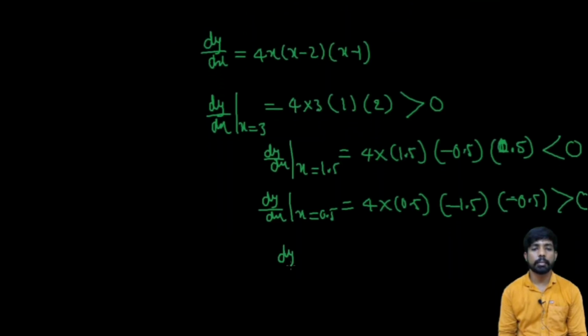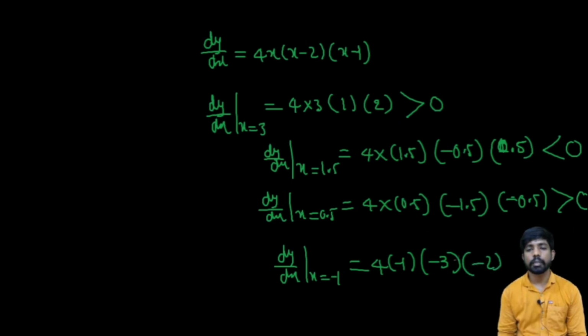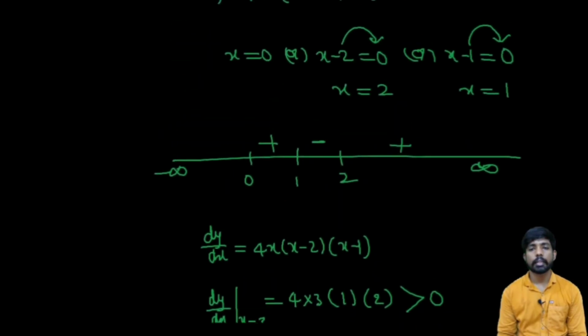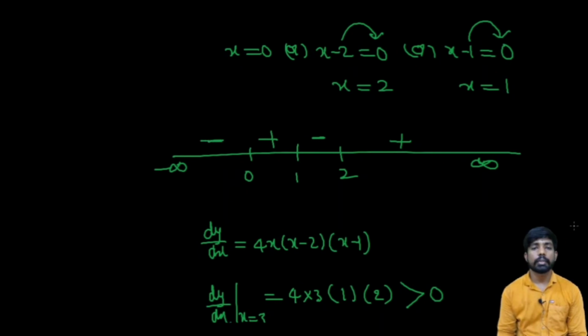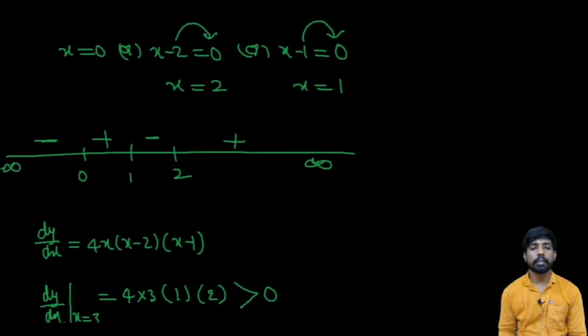And from 0 to minus infinity, consider any negative number. Let us consider dy by dx at x equals minus 1. So 4 into minus 1, into minus 1 minus 2, which is minus 3, next minus 1 minus 1 is minus 2. So minus into minus is plus, plus into minus is minus. So less than 0. Therefore, we can say this is negative.